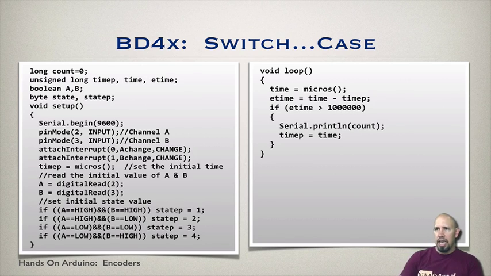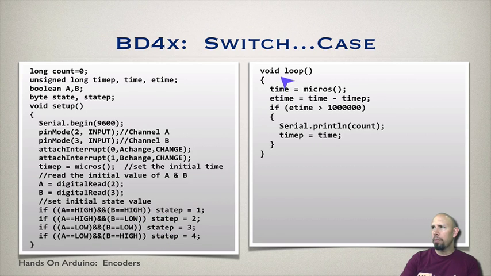Okay, and I'm going to initialize my time. I'm going to read the initial values of A and B, and based on those initial values, I'm going to determine the state, the past value of the state. Okay, so this is how I'm going to determine the past value of the state.